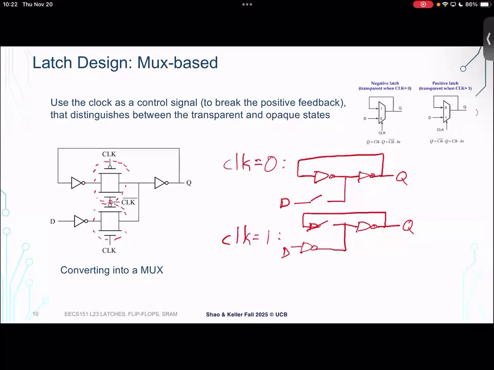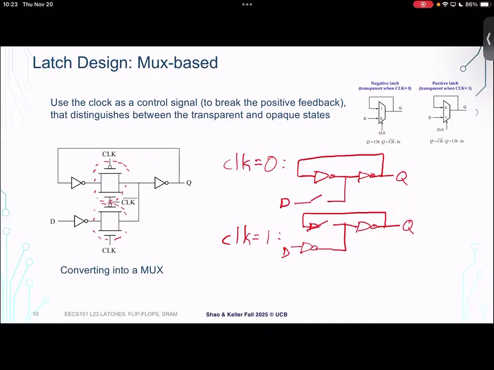So let's summarize. Does this behave like a latch? Well, when clock is high, it's transparent. D goes to Q. When clock is low, it remembers whatever previous value it had. So I would argue, yes, this behaves exactly like the latch that we described in Verilog at the start of the section. So this is one classic way to design a latch cell.